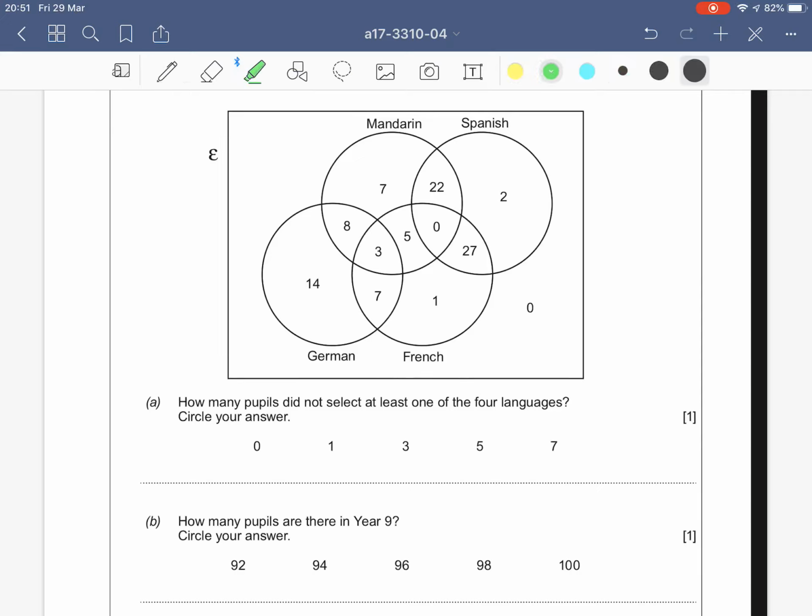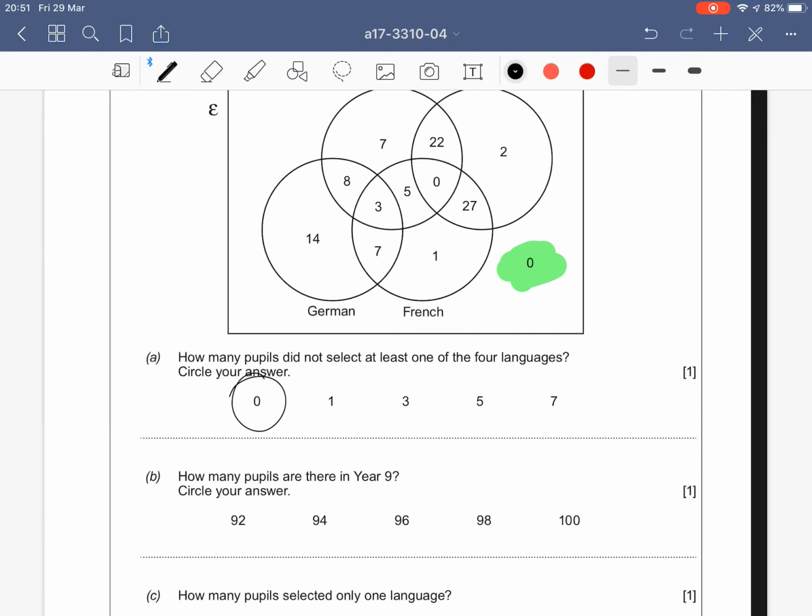So this is going to be the one number on the outside, which is 0. So none of the 4, so can't be in any of the circles. So it's got to be the number on the outside, which is 0. How many pupils are there in Year 9? So that's got to be the total number. So add up all of these numbers, and you should get 96.